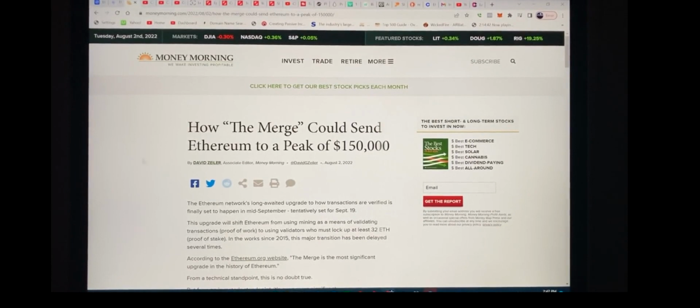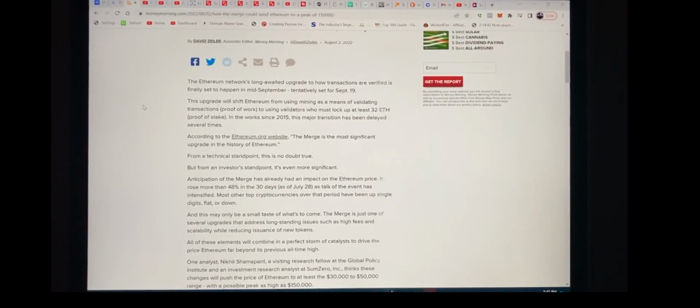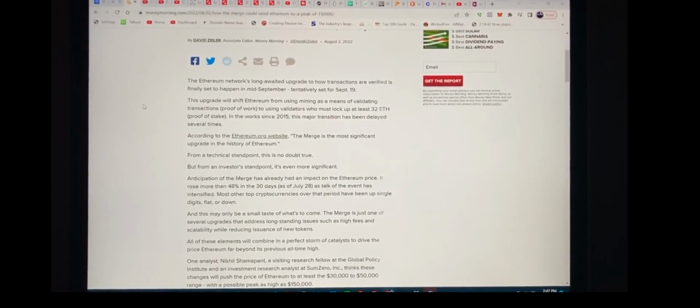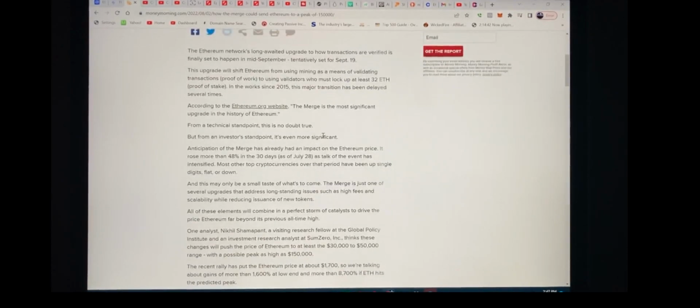This article from moneymorning.com, written by David Ziller, was published just today. How the merge could send Ethereum to a peak of 150,000 per token. The Ethereum network's long-awaited upgrade to how transactions are verified is finally set to begin in mid-September, tentatively for September 19th. This upgrade will shift Ethereum from using mining as a means of validating transactions, proof of work, to using validators who must lock up at least 32 Ethereum, proof of stake. In the works since 2015, this major transition has been delayed several times.